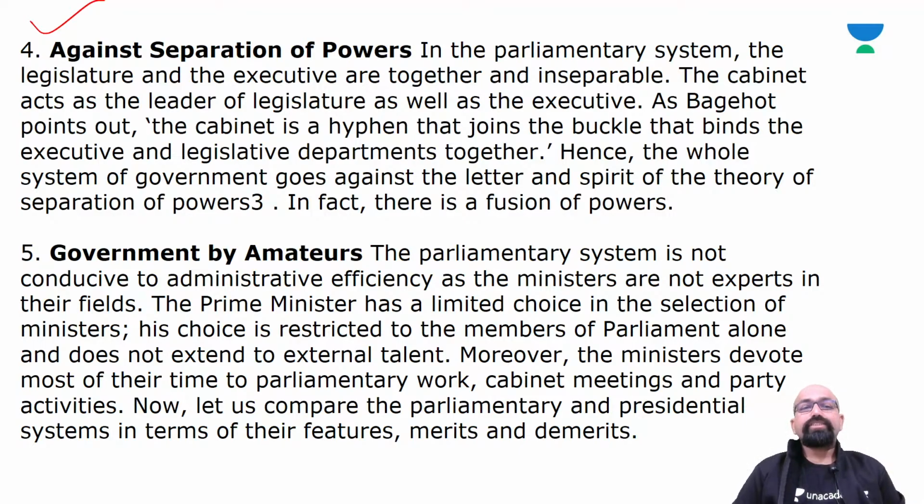So the whole system of government goes against the letter and spirit of the theory of the separation of powers. So there is fusion of powers in parliamentary system of government.